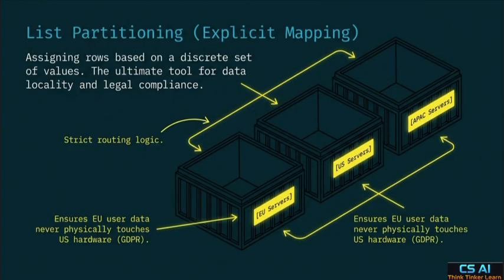Then we have list partitioning, explicit mapping. This is for when you need absolute control, like for data locality or legal compliance. By mapping specific values to specific servers, like putting all EU users on EU servers, you ensure that sensitive data never physically touches US hardware. It's strict, it's precise, and it keeps your lawyers happy and your users safe.